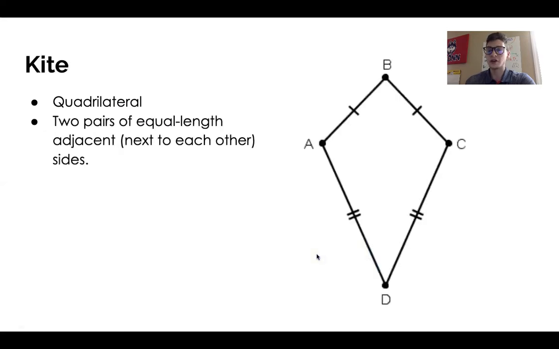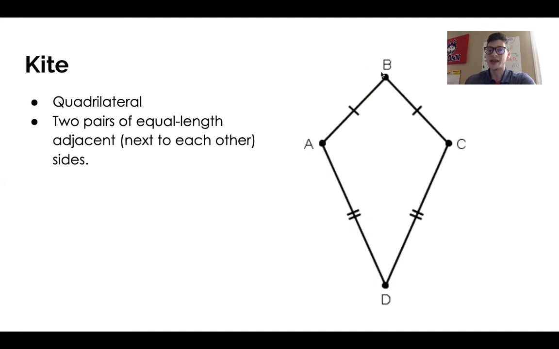The next quadrilateral is a kite. A kite has 2 pairs of equal length adjacent sides. What that means is the sides that are next to each other, okay, 2 pairs of them should be equal. All right, so we know that the arrows going in the same direction on opposite sides in geometry will often indicate parallel. These lines that you see in this kite indicate equal lengths.